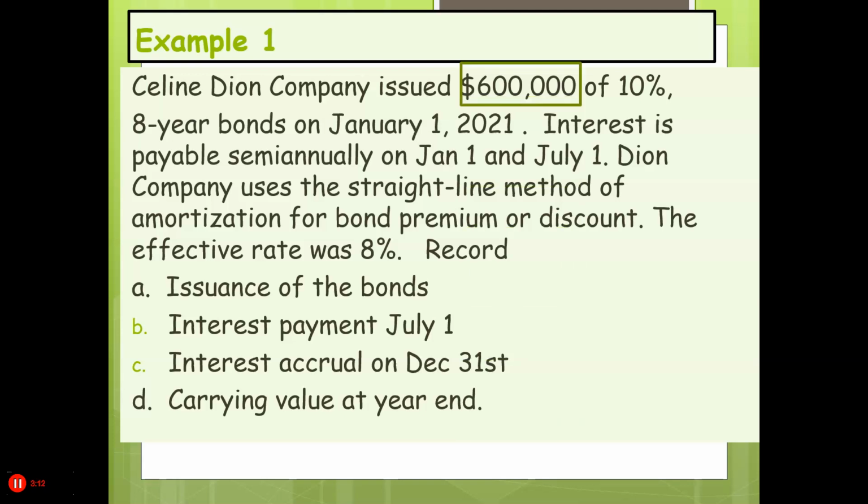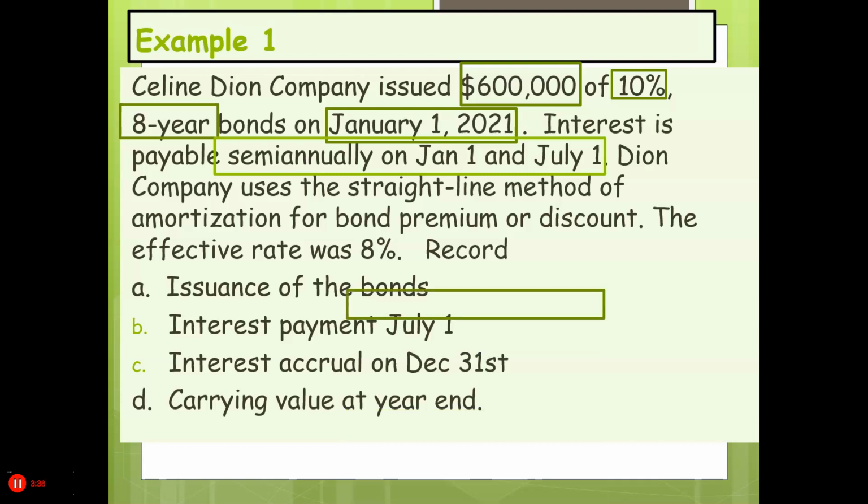So, what information do we need? We need the face of the bond and the interest rate, because this is going to determine the amount of interest that we're going to pay in cash. We need to know how many years, because that tells us how long we're going to amortize the discount or premium. And we need to know when the interest is paid. In this case, it's semi-annually. We need to know what method they're using, and we also need to know what the effective rate is.